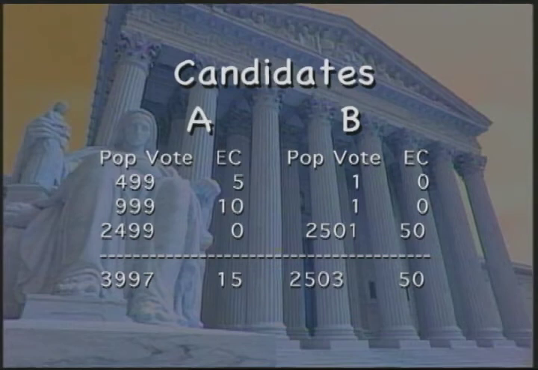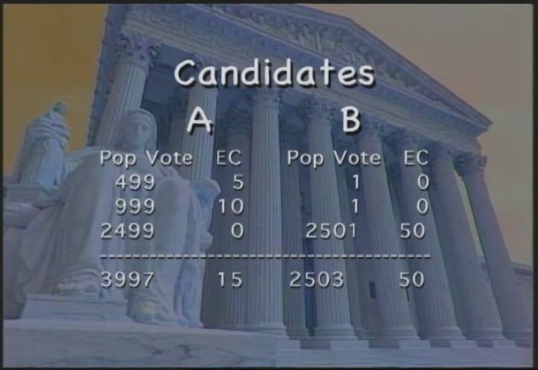Candidate A only has 15, and again, candidate B has 50. So, who wins the popular vote? In this case, candidate A. But who wins the electoral college? In this case, candidate B. It almost looks like a landslide, doesn't it?